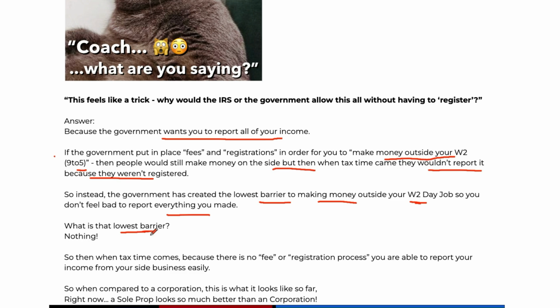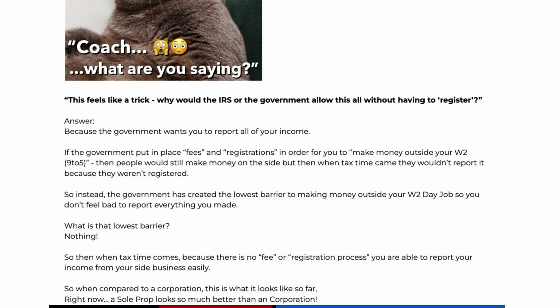Okay. And I cannot tell you how much I wish that when we were first starting out, a training like this existed that would explain to us very simply all of the things that we fear when we're first starting out in business, right? We're like, how does this work? What is this? All these complications. It's literally this simple. Okay. So when tax time comes, because there is no fee or registration process, you're able to report your income from your side business very, very easily.